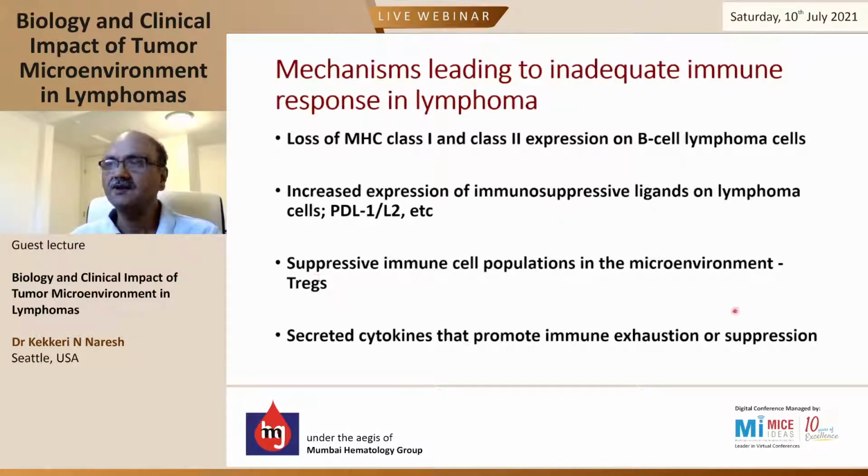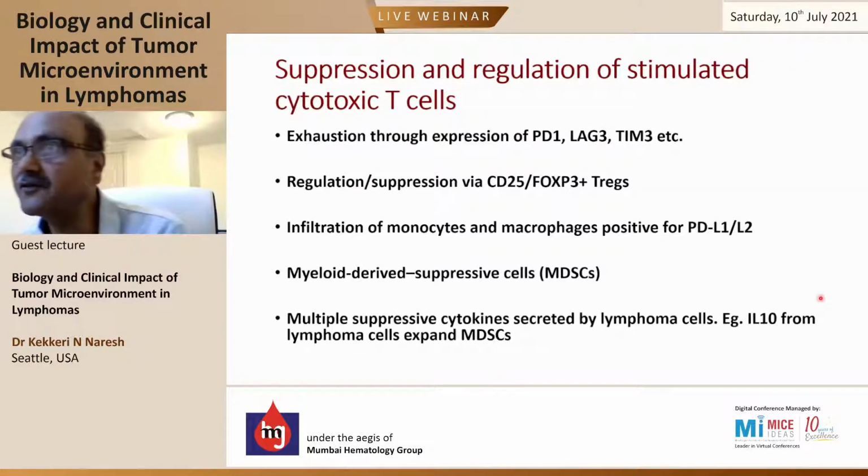And you can also have other secretions from the lymphoma cells which will upregulate what we call regulatory T cells. These regulatory T cells will suppress the rest of the immune cells, both the CD4 and CD8 cells in the microenvironment, thereby again promoting tumor growth. And lymphoma cells can secrete cytokines that promote immune exhaustion and also result in immune suppression. So in all these ways, lymphoma cells can help themselves by suppressing the immune system and the local immune microenvironment.